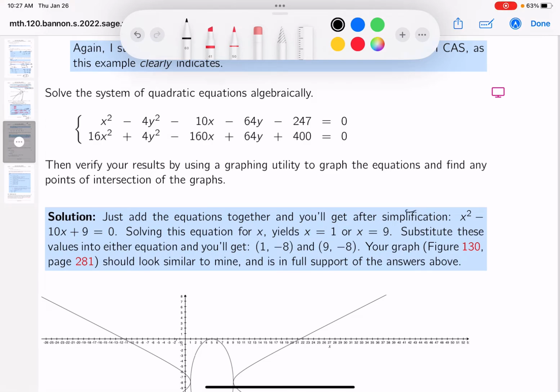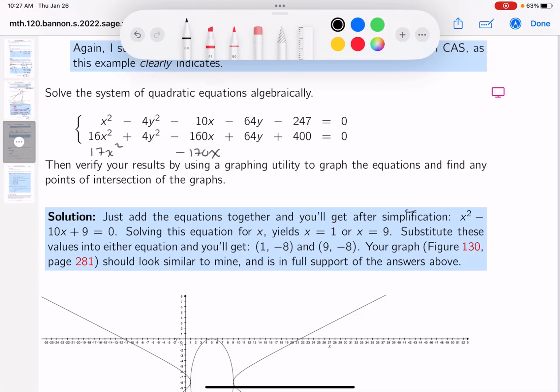Okay, this would be a very difficult problem, but the way I'm looking at it, if I just simply add these two equations together, some things disappear. But let's see if it works out well for me. So what do you get over here? 17x squared. That's good news. The y squareds disappear. I get minus 170x.